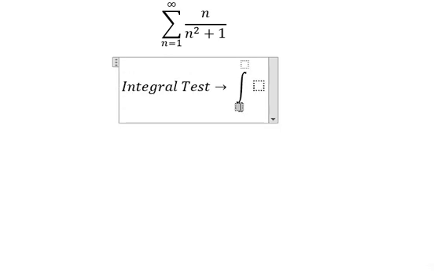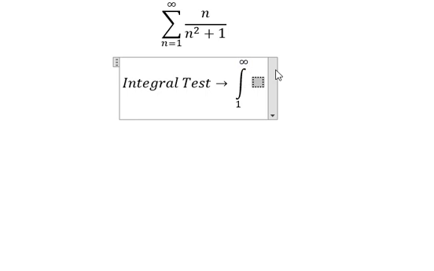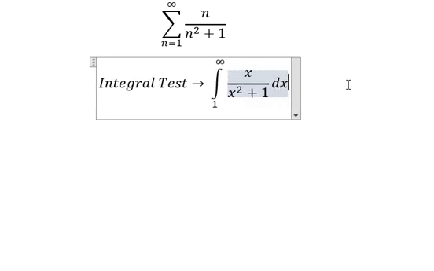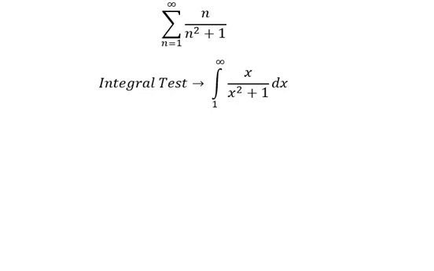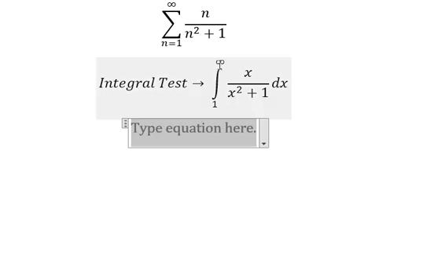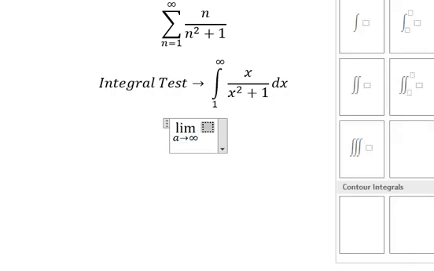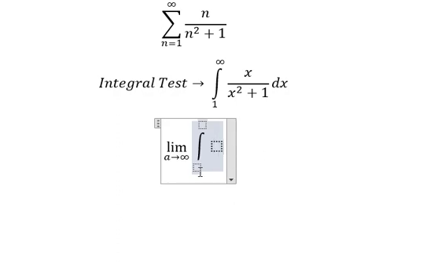That should be the integral from 1 to positive infinity of s over s squared plus 1 ds. Now we need to put this into a limit, as a approaches positive infinity, and now we have the integration from 1 to a.